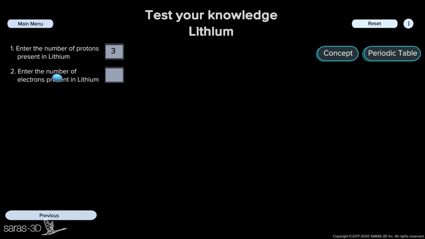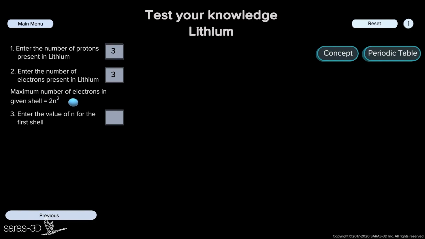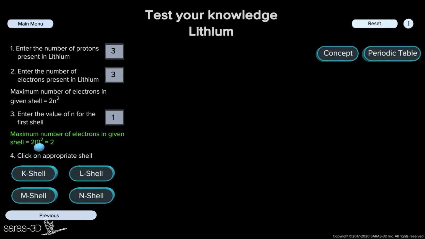Next up, we have to enter the number of electrons present in lithium. Now we just learned that the number of protons is equal to the number of electrons, and thereby the atom is electrically neutral, right? So here we will have the same number of electrons, that is 3. Now we know that the maximum number of electrons that can be accommodated in a shell is 2n square. Okay, now we have to enter the value of n for the first shell. We know it will be 1. Now this formula 2n square will give us the maximum number of electrons that can be accommodated in shell number 1, that is the first energy level, which is 2. Now the first energy level is which shell? Of course, it is the K shell.